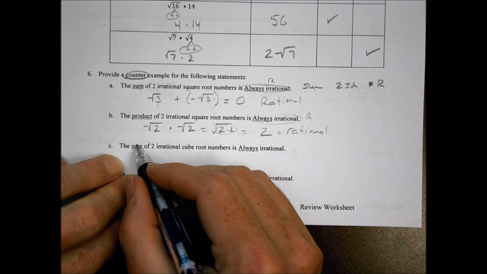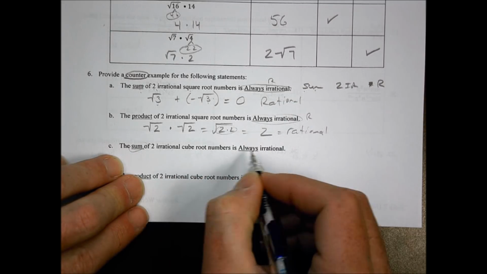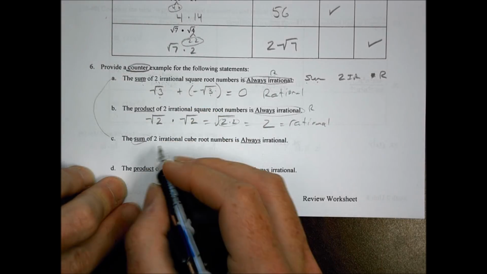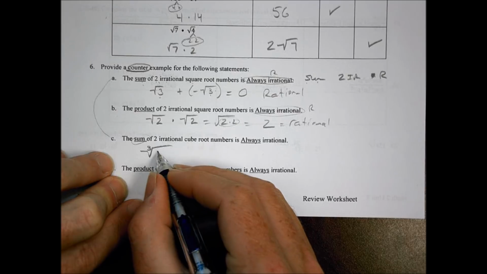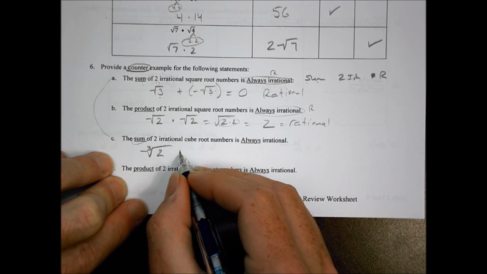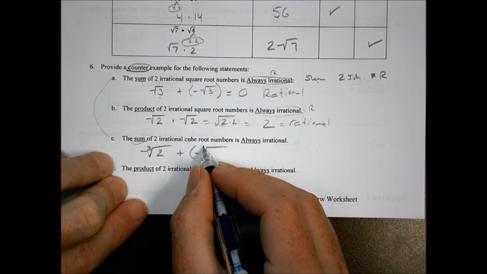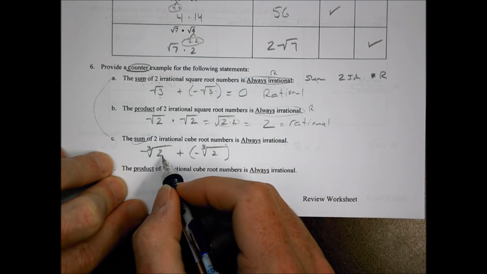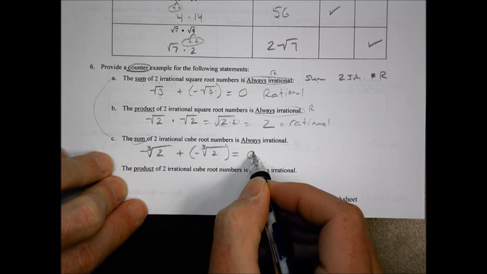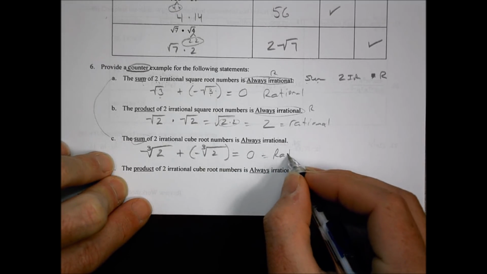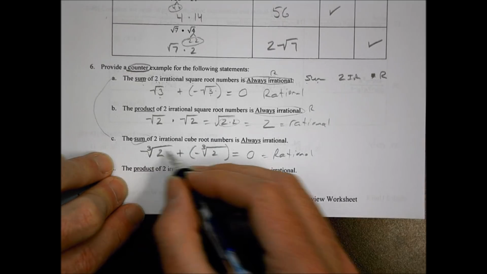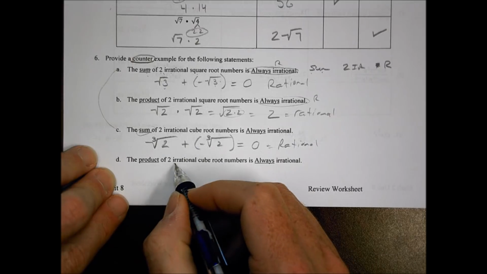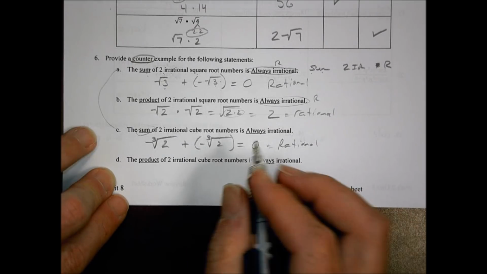The sum, so adding two irrational cube roots, is always irrational. Again, this is just like the first one, right? I can do a cube root of 2, and I can add that to a negative cube root of 2, right? Same idea, because this plus that are going to cancel each other out to get 0, and that is going to be rational. So you're just taking the same one, making one negative to make it equal to 0 total.